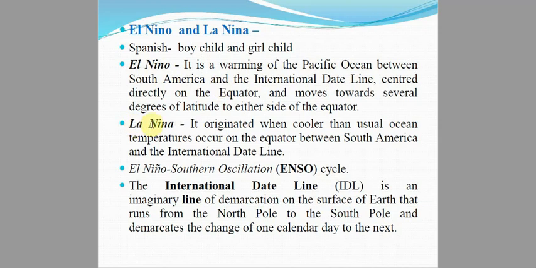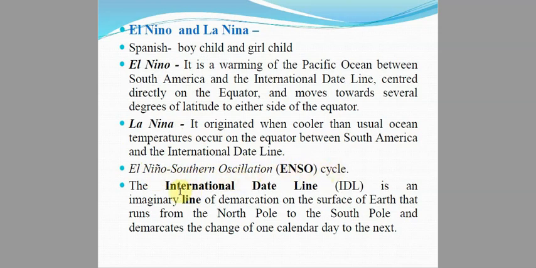And La Nina originates when cooler than usual ocean temperatures occur on the equator between South America and the international dateline. So La Nina means cooler temperatures than the usual ones between the region of South America and the international dateline. So this is a cooling effect, called La Nina. Actually these warming and cooling cycles are also called ENSO cycles, that is El Nino Southern Oscillation cycle.